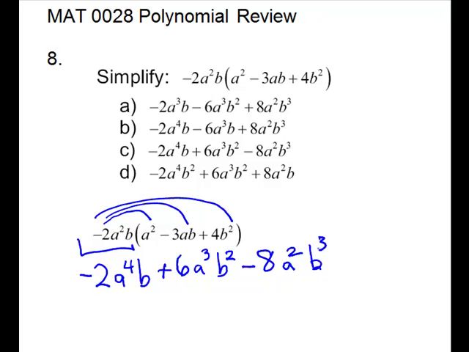Parentheses comes off. Now, this one we have to look really close. So negative 2a to the 4th b. So it is going to be choices b or c. Plus 6a cubed b squared. So it looks like we're on choice C. Minus 8a squared b cubed.